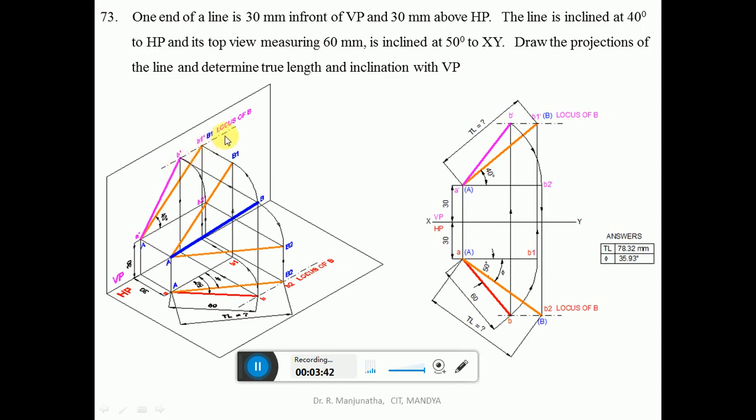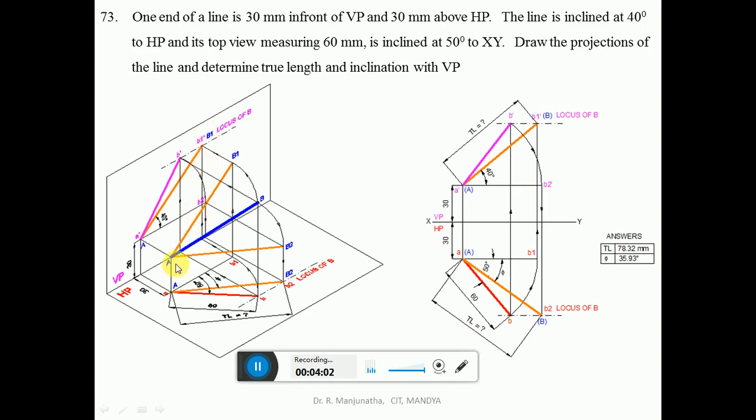Draw a horizontal dash dot line, which is going to be the locus of B in the front view. So now since AB1 is the line which is parallel to VP, you are getting the true length here. So you mark this as capital A and capital B1.